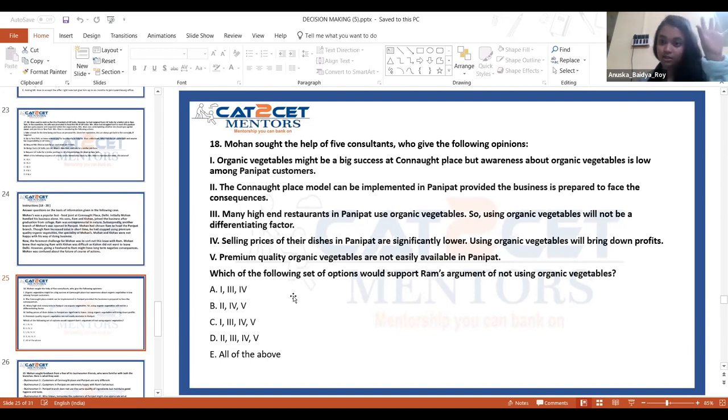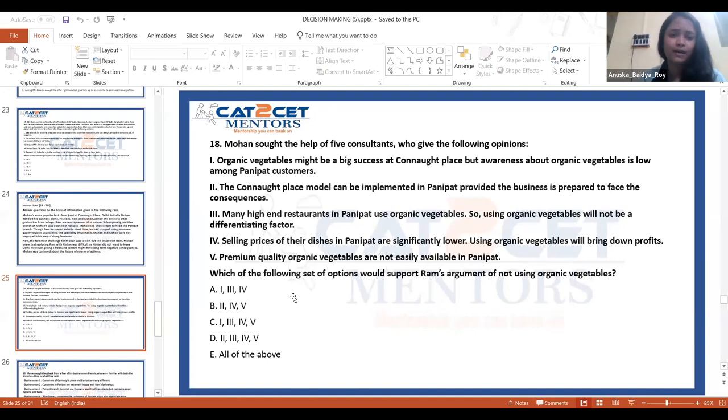Mohan is confused. That's in the original case, the original premises. That's fine. This question particularly asks me, what is going to support Ram? Choose the option that supports Ram's cause. Okay, so now we start reading. We have to find things that will support Ram.